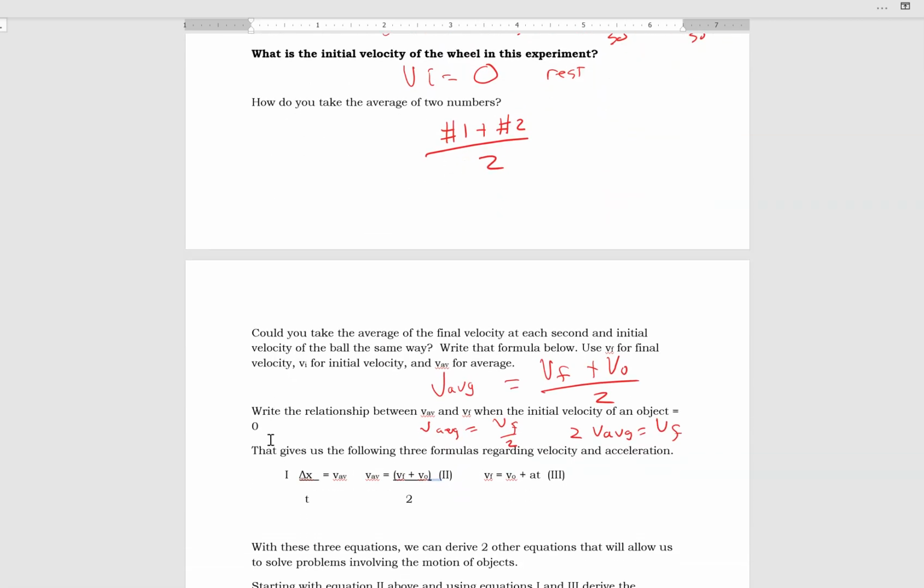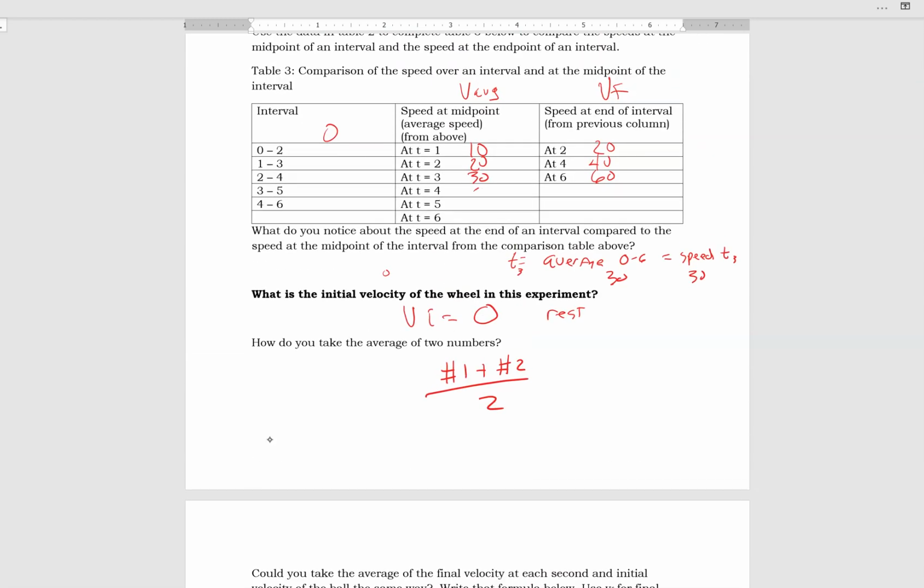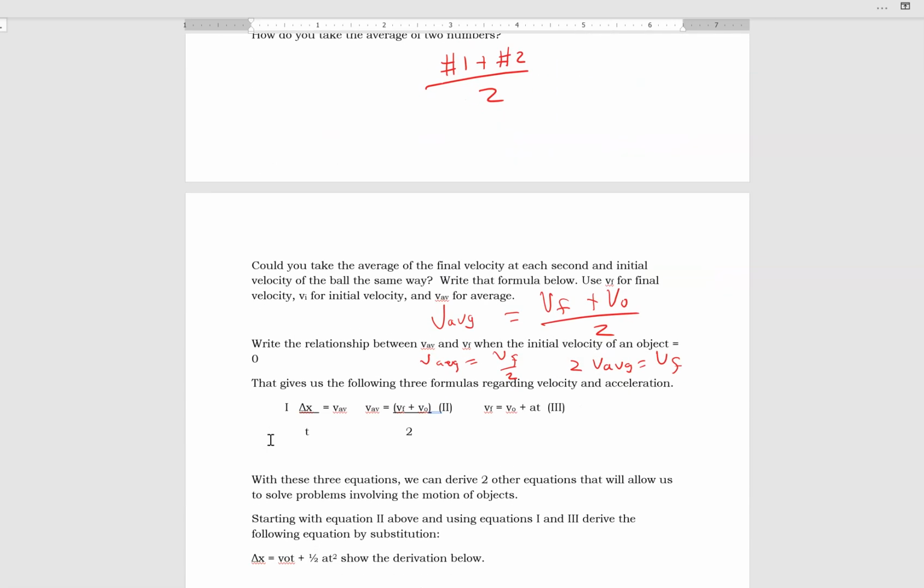So 2 times V average equals VF. Is that what we see right here? Yes, it is. 2 times 10 equals 20. 2 times 20 equals 40. 2 times 30 equals 60. And that should hold true for any situation where we have constant acceleration. So now we get 3 basic equations. Equation number 1, average velocity equals change in position over time. Average velocity equals VF plus V naught over 2. And a definition of acceleration.